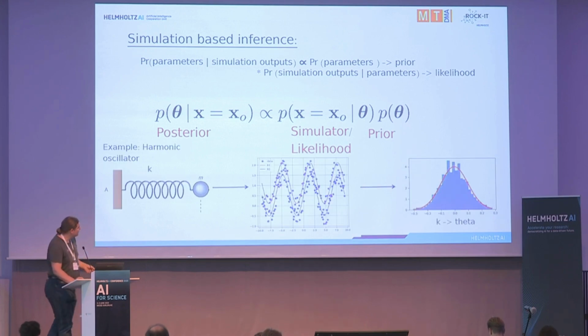As a simple example, if we have a harmonic oscillator, we can run the simulation of this harmonic oscillator for a given spring constant, and then we have a real noisy observation of a harmonic oscillator with these blue points there. Then there are multiple things that could fit this whole thing.